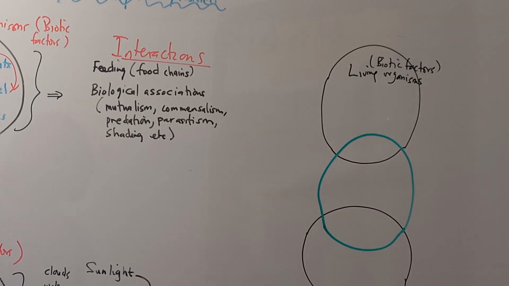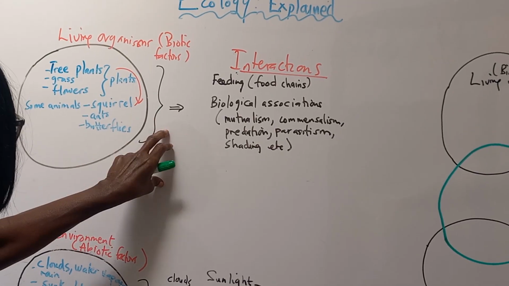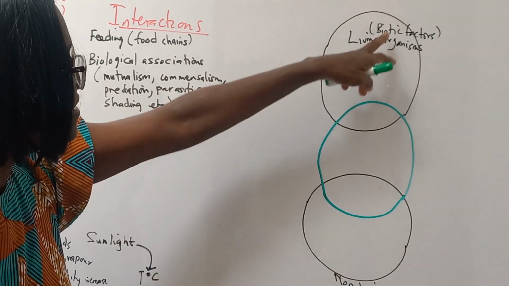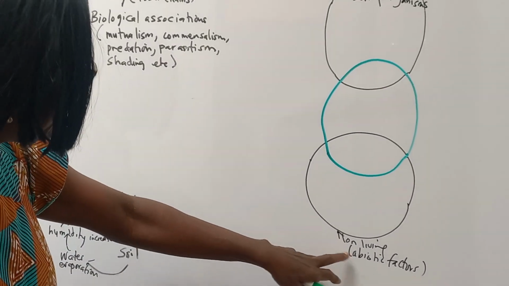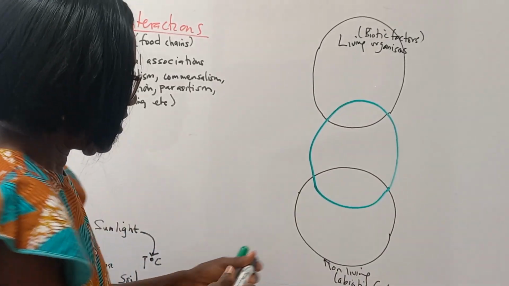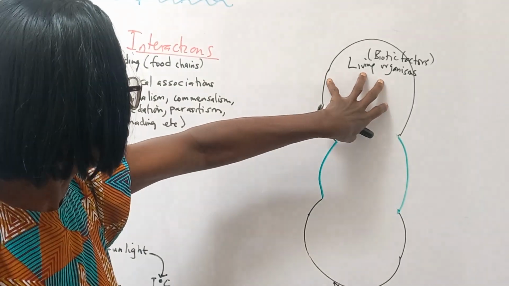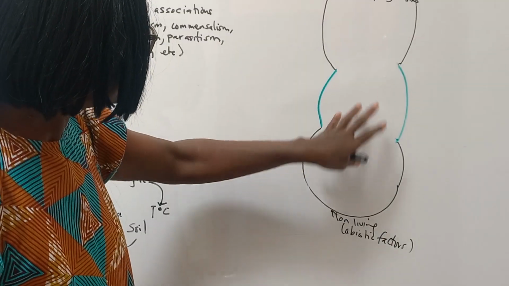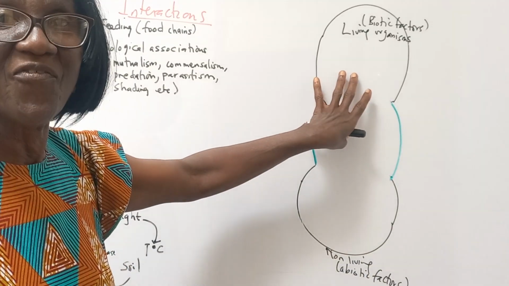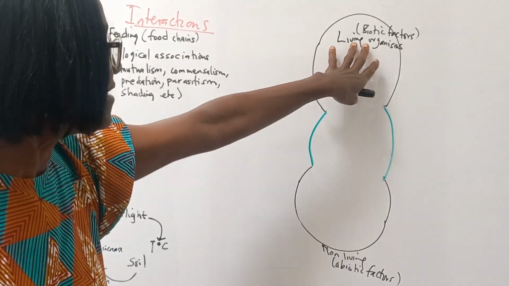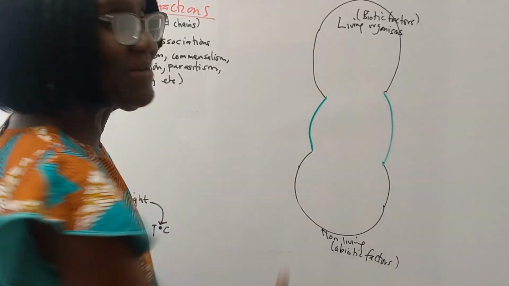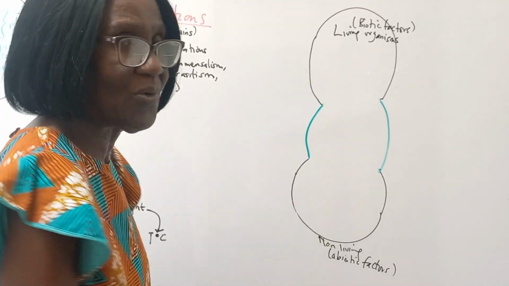There is also interaction between the living organisms and the non-living organisms. So we have living organisms here, biotic, abiotic, the non-living, and this is the interaction between them. So finally, we have living organisms here, non-living organisms here, and there is interaction. And that is the study of relationship between living organisms and non-living organisms. That's ecology. So let's look at some of the interactions and how it goes.